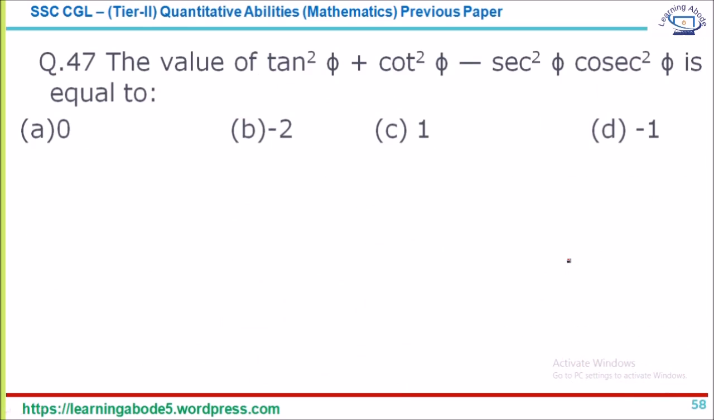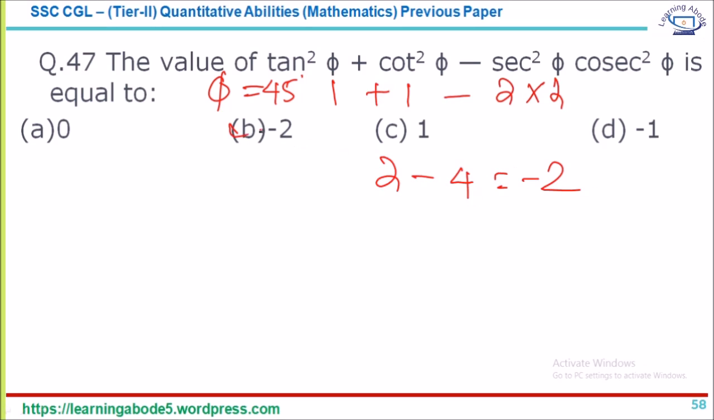Let's go to the next question, question number 47. In this question, I think we can substitute pi equal to 45 degrees. So this will be 1, this will be 1, so 1 plus 1 minus, this will be 2 and this will be 2. So that will be 2 minus 4, that's minus 2. That's answer option B. A very simple question.